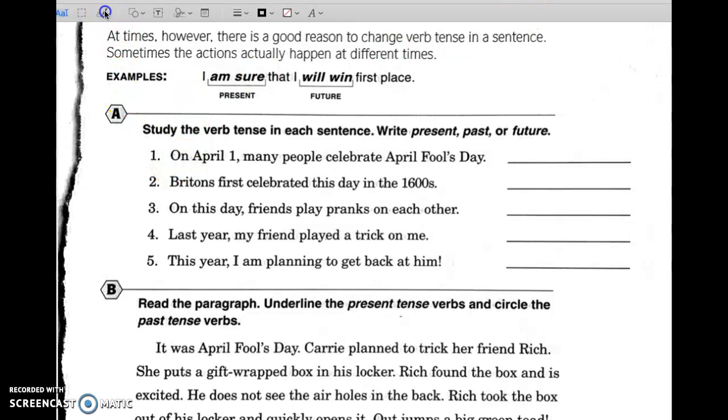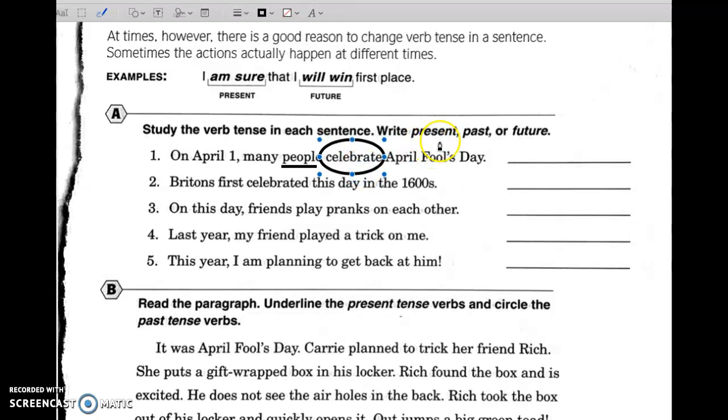For example, the very first one: on April 1st, many people celebrate April Fool's Day. If we take a look here, our subject and verb pair right now is people celebrate. I'm going to underline that, that's our subject, and here's our verb, celebrate. Take a look at celebrate.